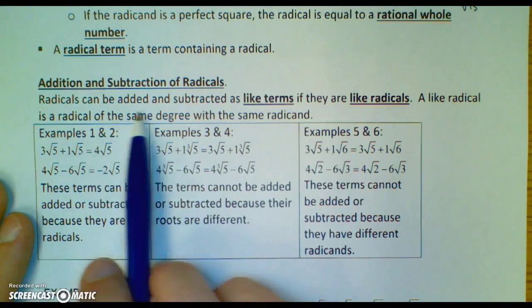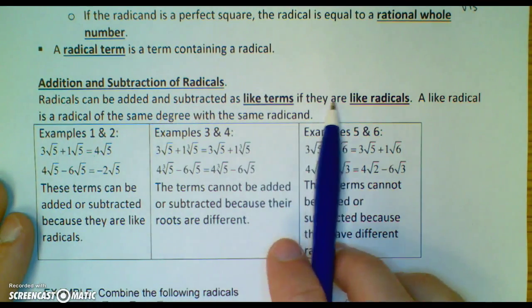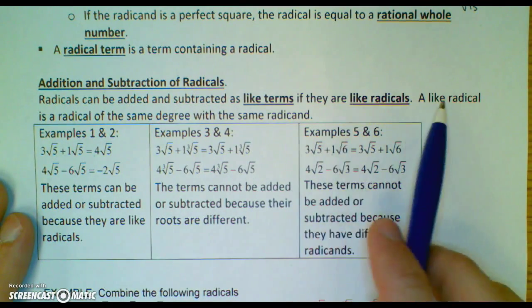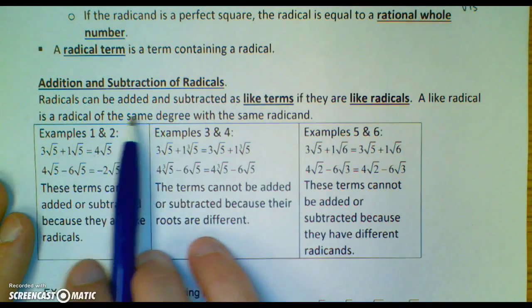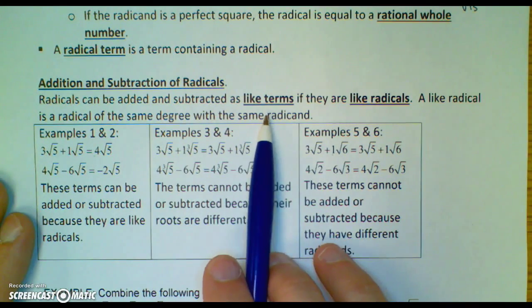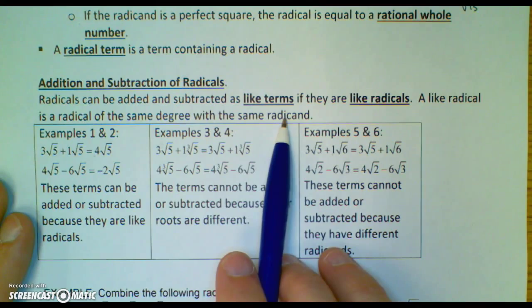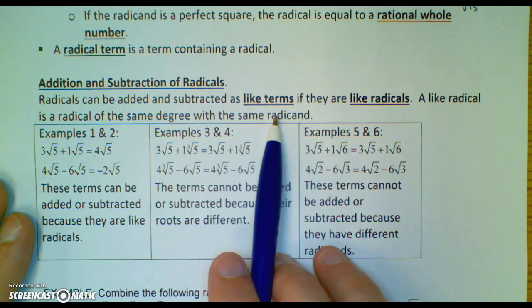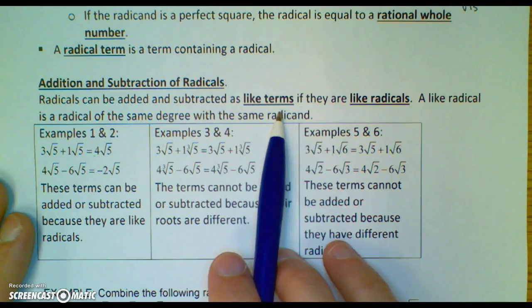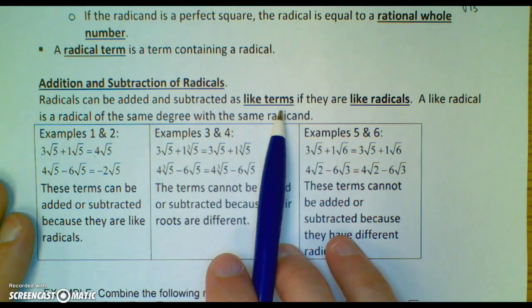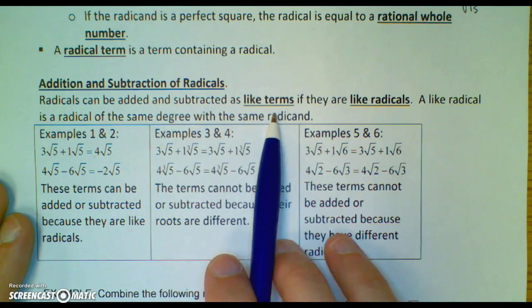So it says radicals can be added and subtracted as like terms if they are like radicals. A like radical is a radical of the same degree with the same radicand. So it's got the same number underneath the square root sign. And it also has the same root. So it could be the square root, 3rd root, 4th root, 5th root, and so forth. So there's a couple examples.